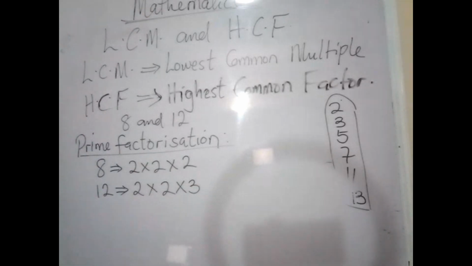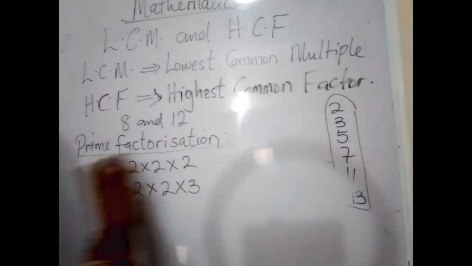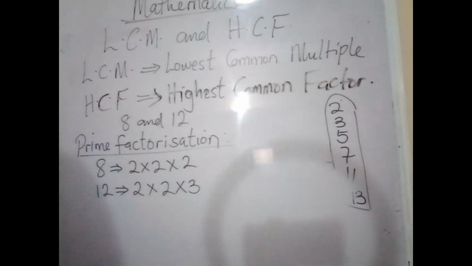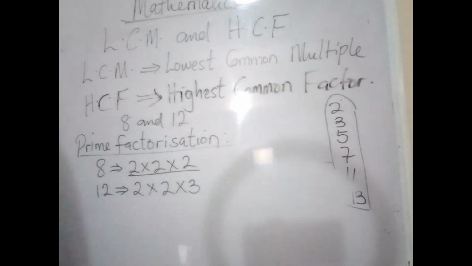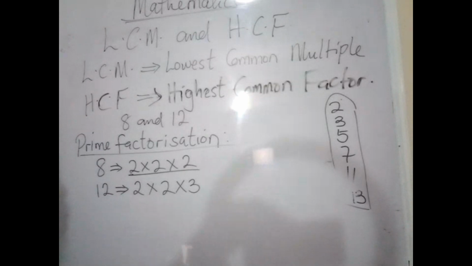Now, when you want to find the LCM of these two numbers, we have written this out. What you need to do now is take the highest factorization form of each of them and multiply them together. I hope it's not confusing. I'll go over that again.